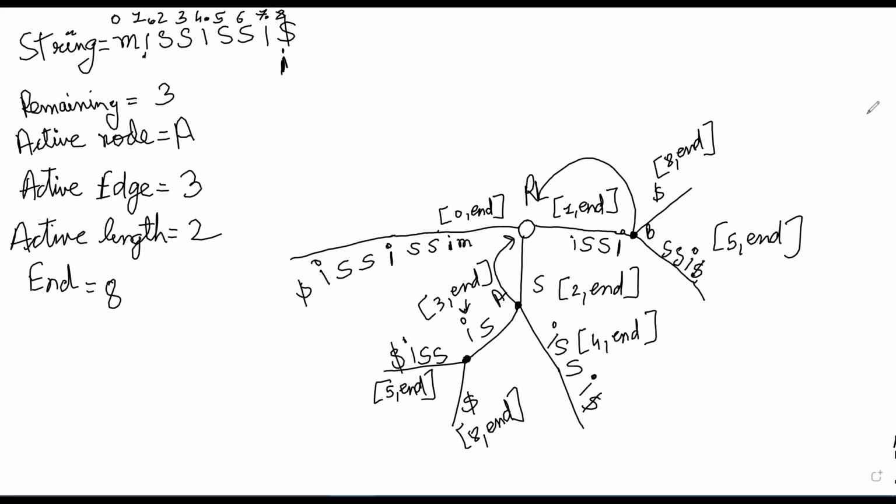The reason why we have changed our active edge to 3 is because our pointer is pointing to I, and you can see the starting index of I is 3. So we have changed our active edge to 3, and the distance of I from node A is 2. So we have changed our active length to 2. And of course, the active node is A. So now we are gonna traverse the suffix links which we have created from node A to root node.